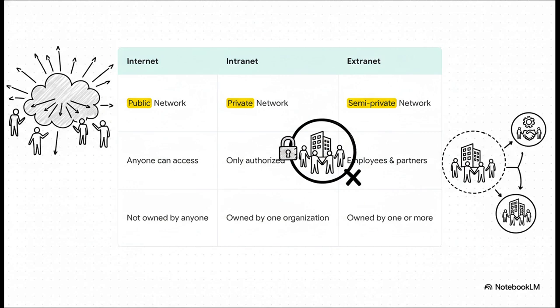All right, let's quickly clear up 3 words that people mix up all the time. The internet is the big one, the public network that anyone can get on. An intranet is a totally private internal network for just one company, like their employee portal. And an extranet is kind of a middle ground, where a company lets specific outsiders in, like their suppliers or business partners. Really, it all just comes down to who's allowed in the door.